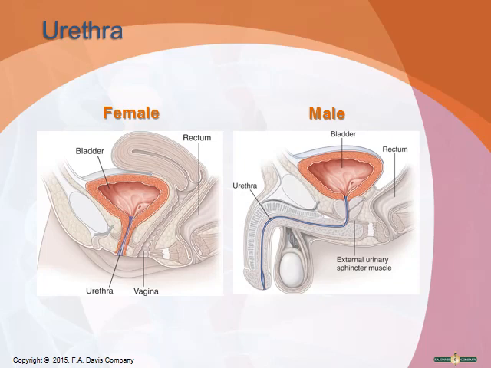Another difference between male and female, besides the length of the urethra, is that in men, the urethra is the exit for urine as well as semen, so both reproductive and urinary, where that's not the case in a female. You have the bladder and the vagina.